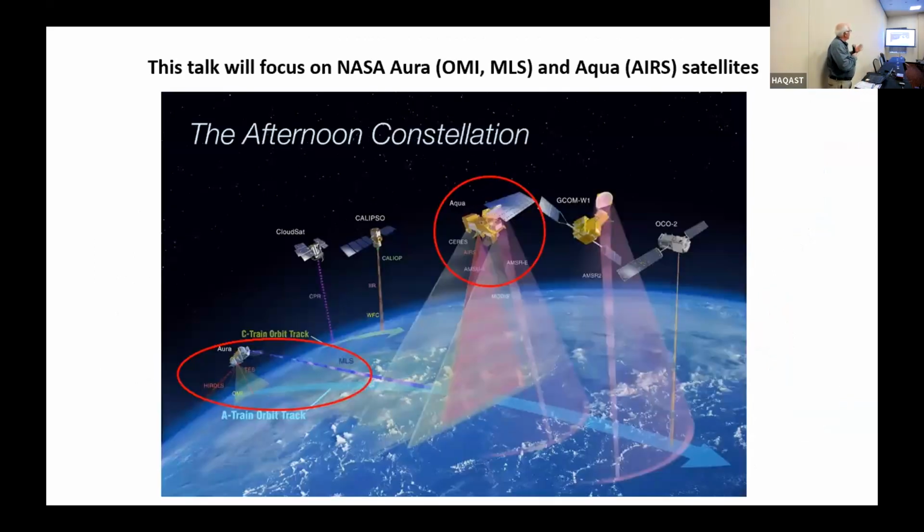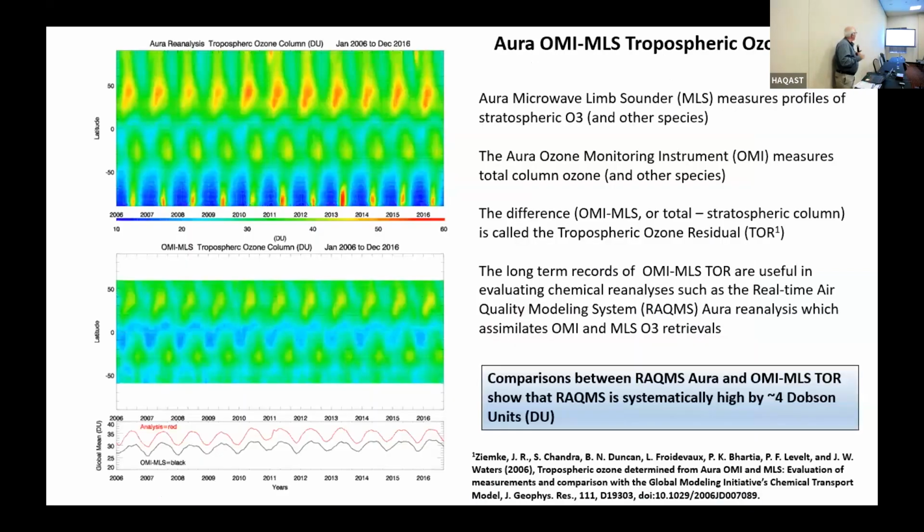So Tracy showed this slide earlier. I'm going to focus on the NASA Aura and HAQAST satellites. It's part of the A train, the afternoon constellation. Aura is the one circled down in the bottom coming across, and HAQAST was the one at the top of the orbit. I'm going to focus on OMI, MLS, and AIRS measurements for the most part.